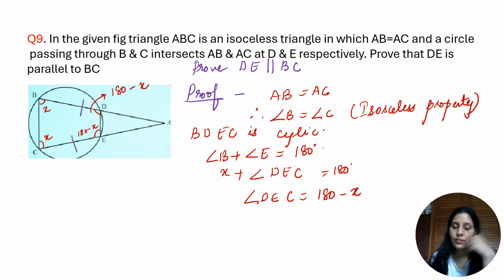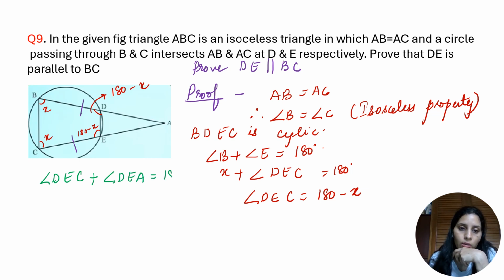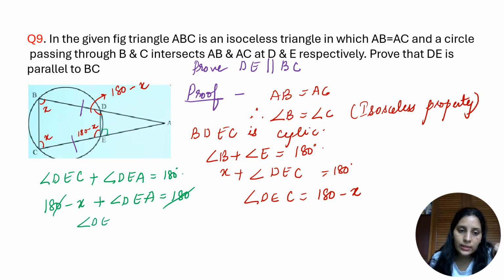Yes? Okay. Now, DEC plus DEA is equal to 180 degrees, because they both are forming a linear pair. So DEC 180 minus X plus DEA is equal to 180. So from this I get DEA as X. Listen carefully, this is X. Similarly, this part will be X.